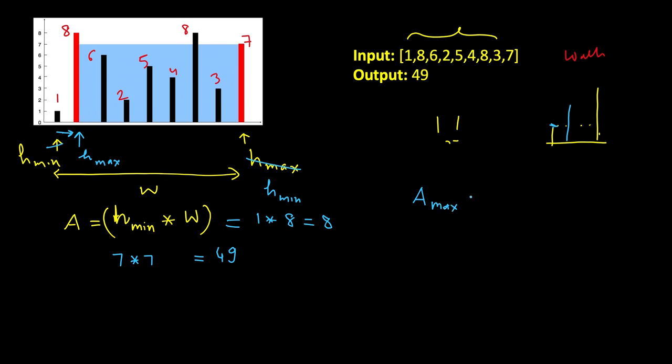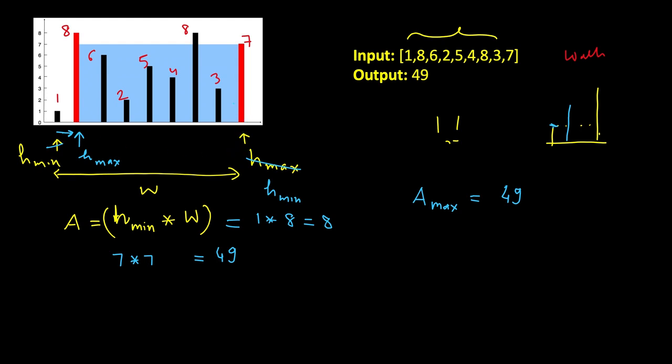So you will update it only when you find a better maximum. So we have achieved 49 till now. Now we will repeat our argument. There is no point in moving the maximum because you will be decreasing the width, and the only way you can increase the area is by increasing your minimum.